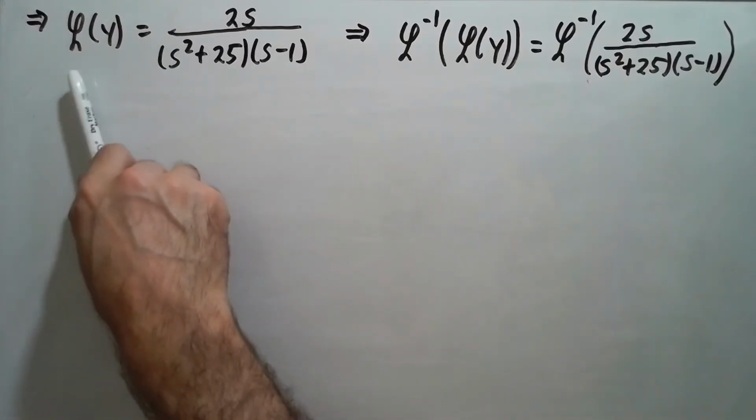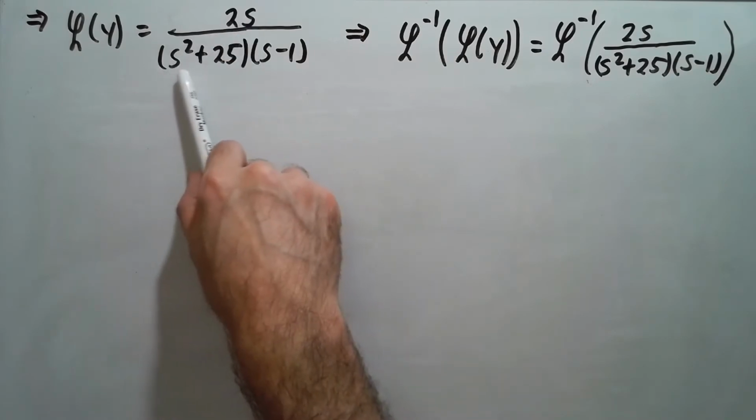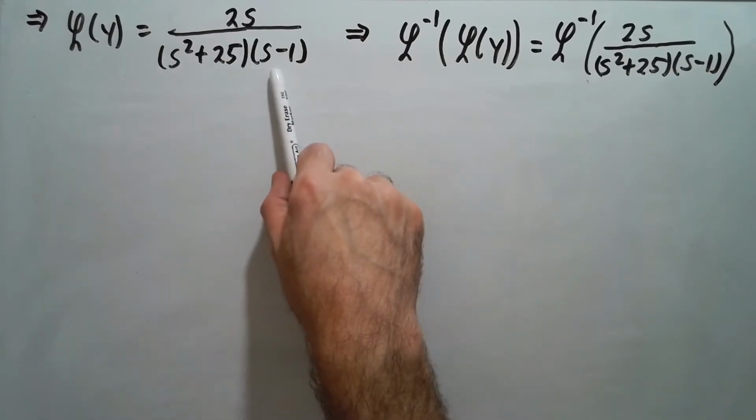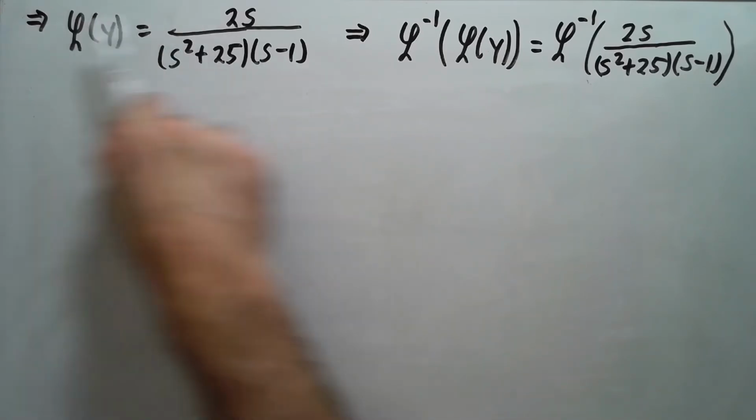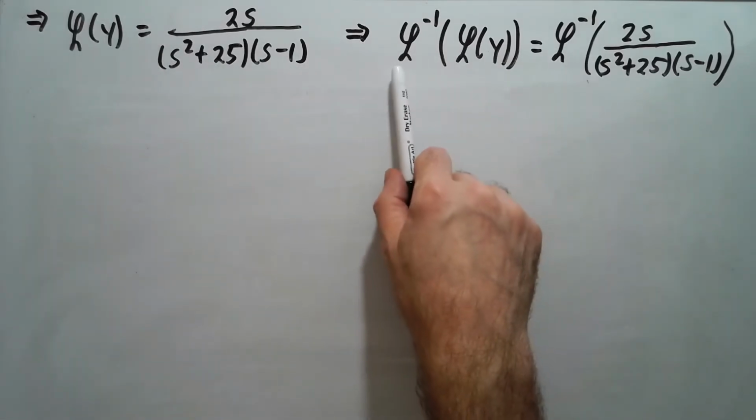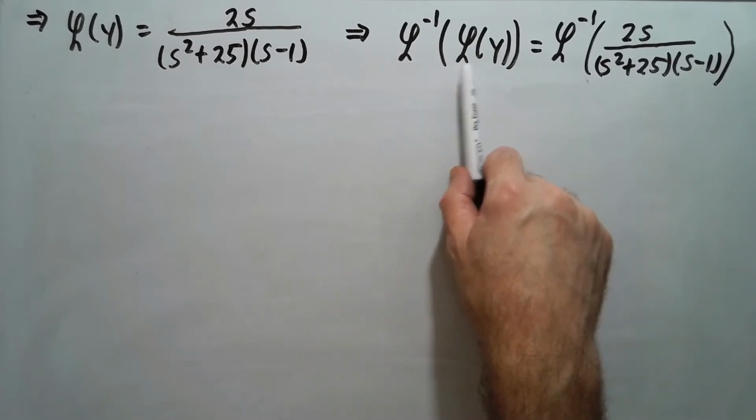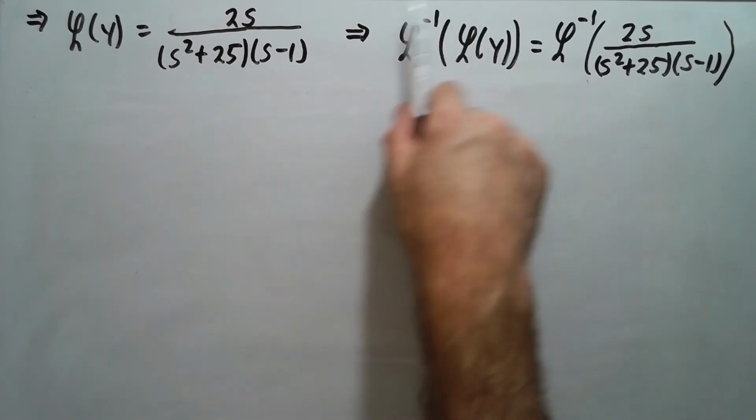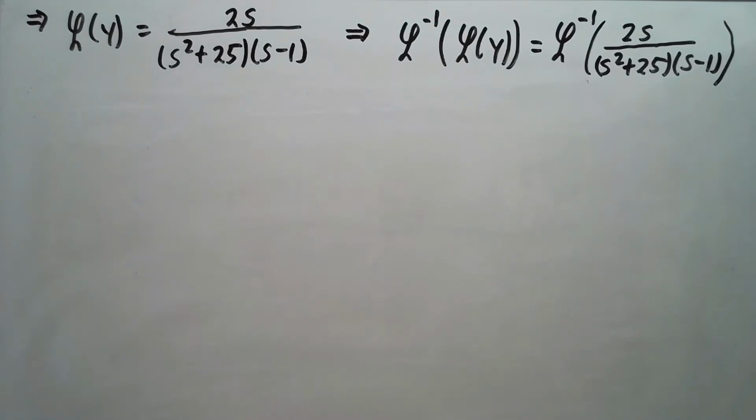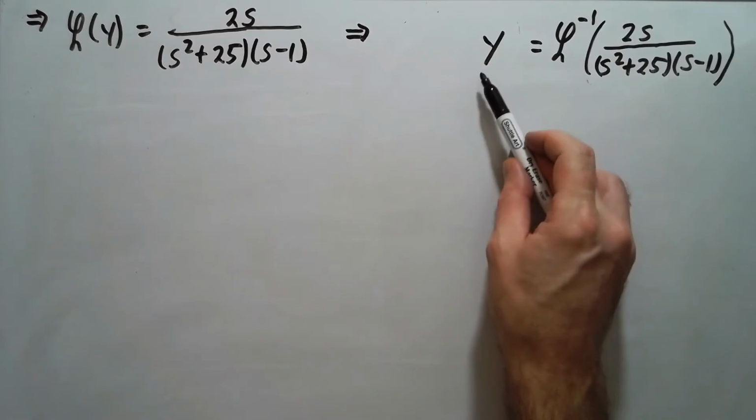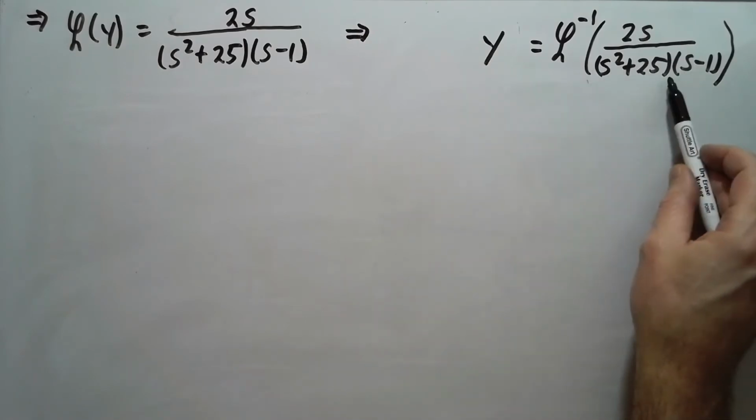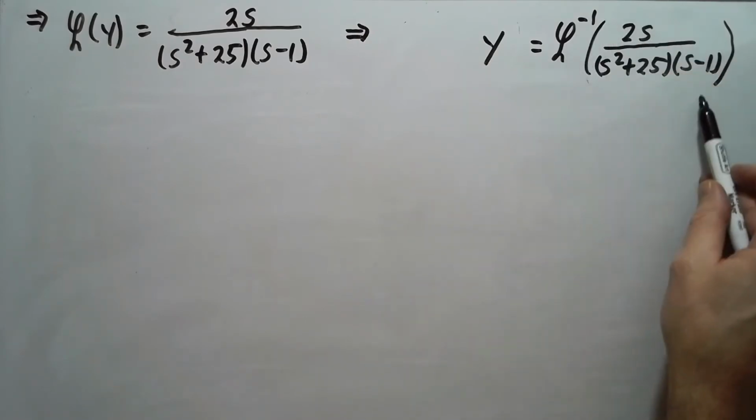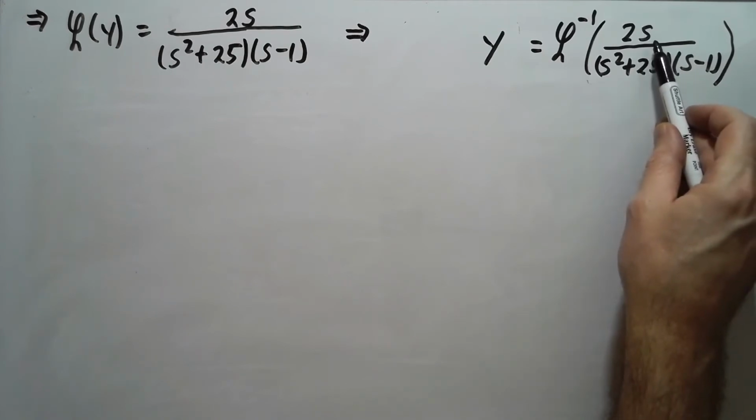Okay, so we have our Laplace of y equals 2s over s squared plus 25 times s minus 1. So we want to solve for y. I'm going to take Laplace inverse on both sides. So here and here. And Laplace inverse of Laplace of y will just be y here. So this is just y. So our y equals Laplace inverse of this guy here. And to figure this out, we're going to have to find the partial fraction decomposition. So let's do that next.